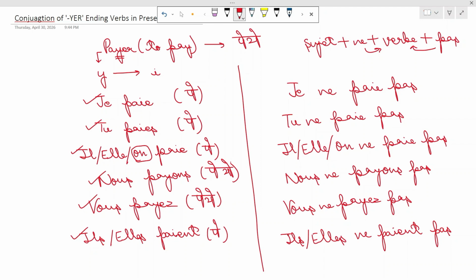So these are the conjugations in affirmation and in negation. The meanings in negations are I don't pay, you don't pay, he or she does not pay, we do not pay, again we do not pay in formal form, you do not pay in formal form, and they do not pay. I'll take up another verb.